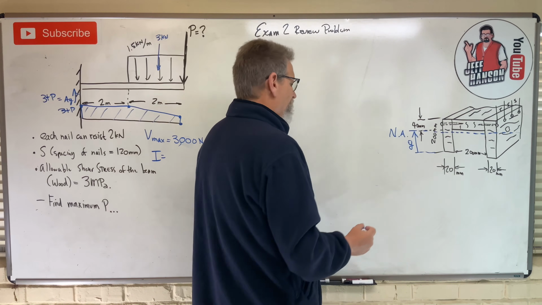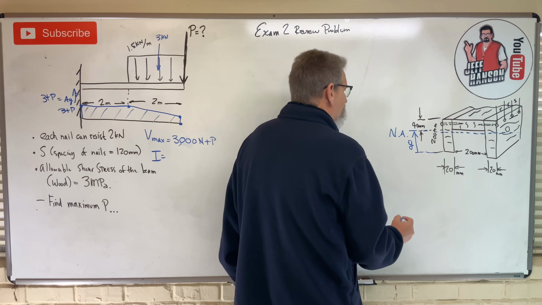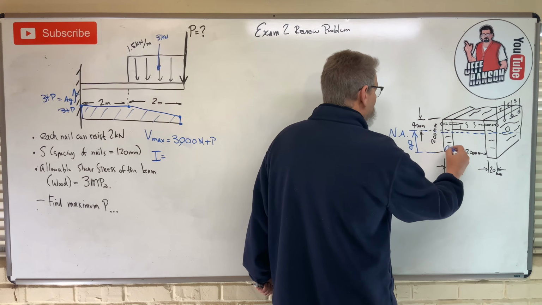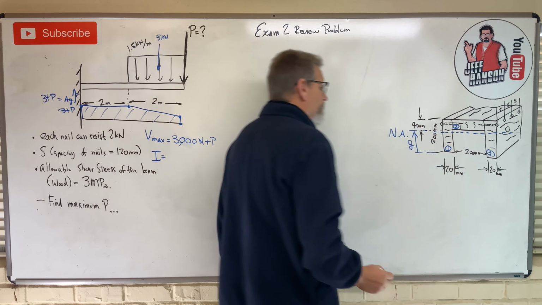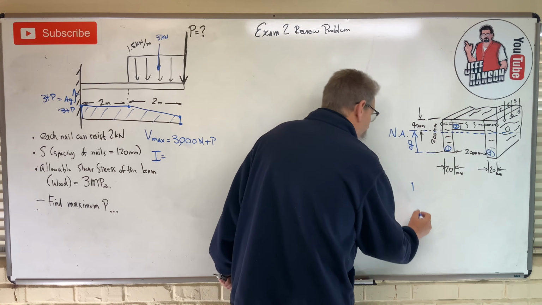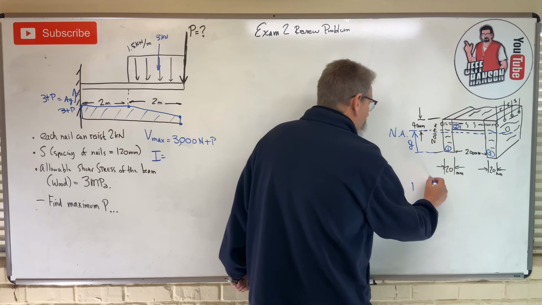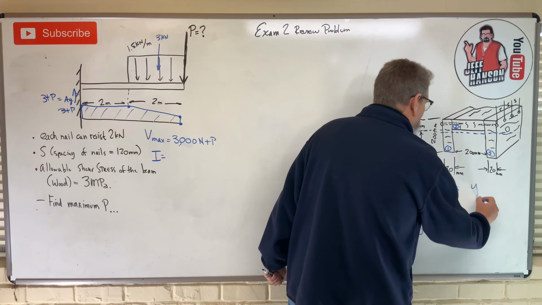Let's just do that right quick, okay? Let's find out where that is. Okay, let's do this. Piece number 1, piece number 2 in the middle there, and then piece number 3 over here. Okay, here we go, y bar. We got 1, 2, 3 pieces.